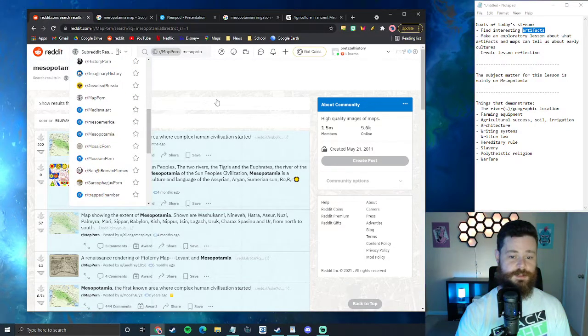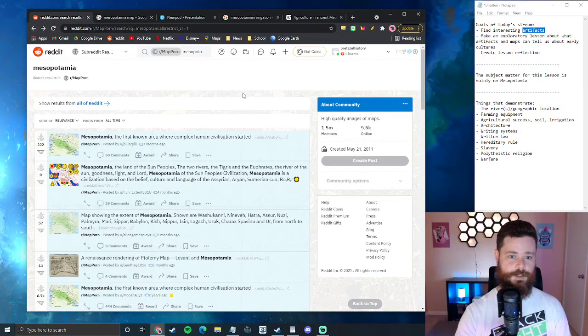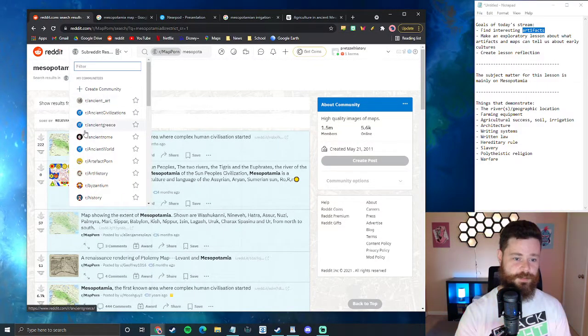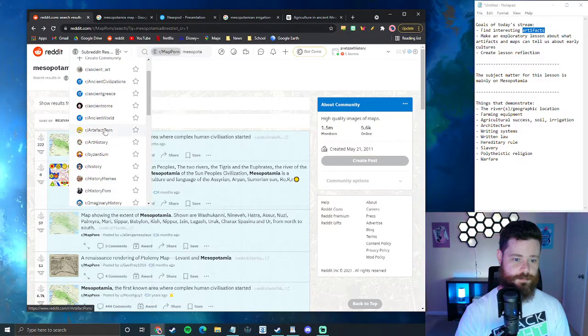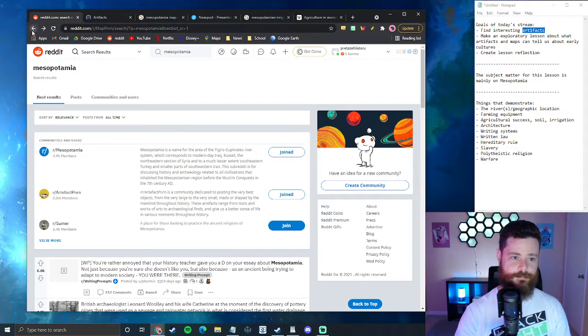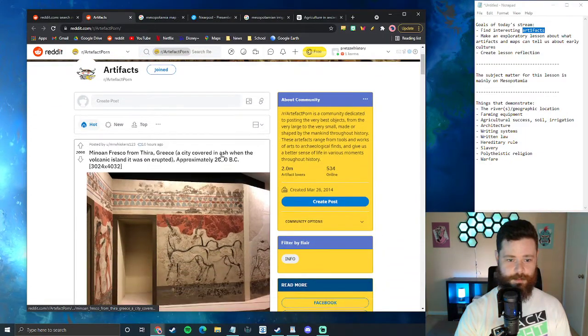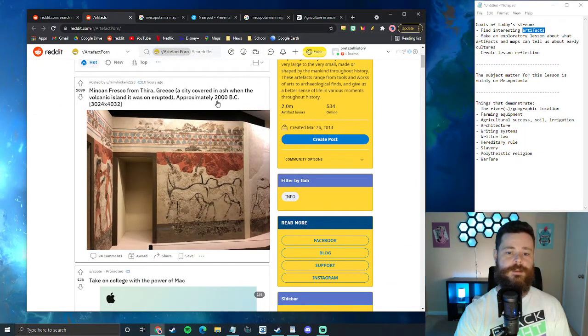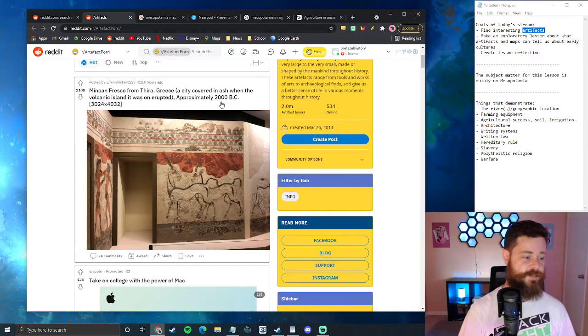So like this one, right? Hang on. This one actually has a lot of really cool maps. Let me see if I can go to, where is it? Artifact Porn over here. So there we go. Okay. This has a lot of artifacts, or images of objects or things that have been left behind from different cultures.